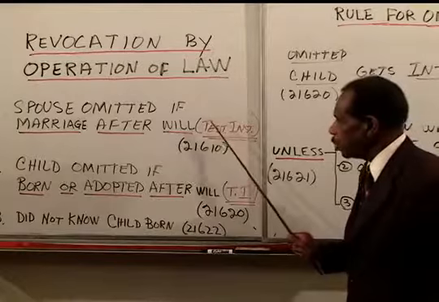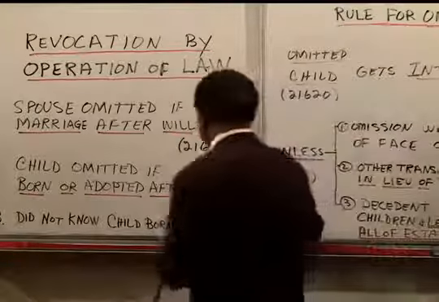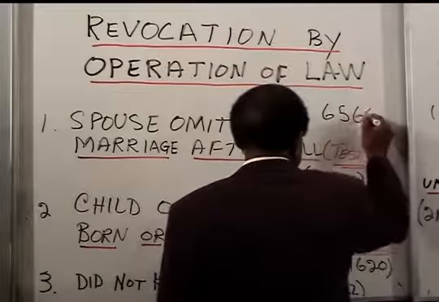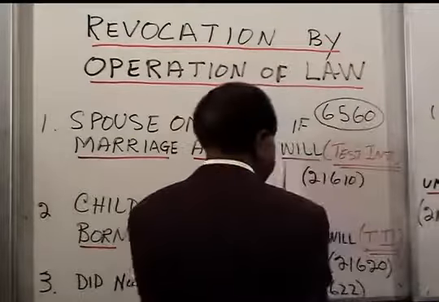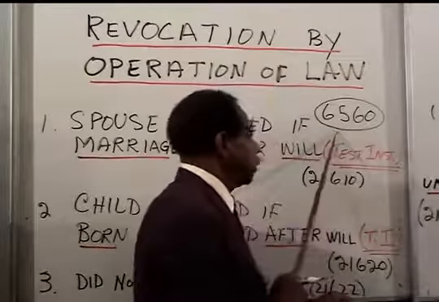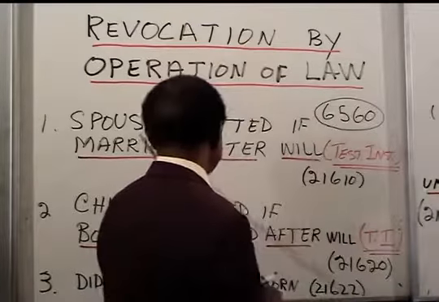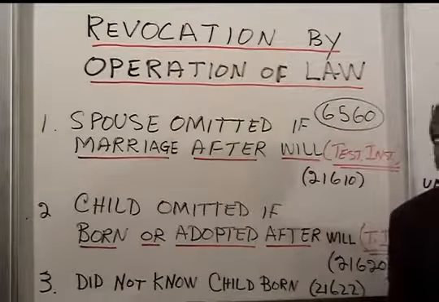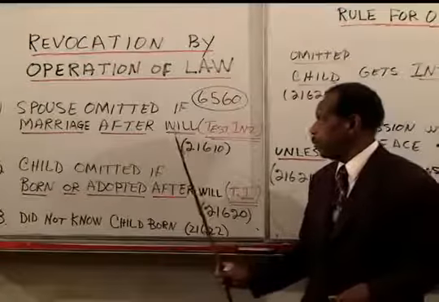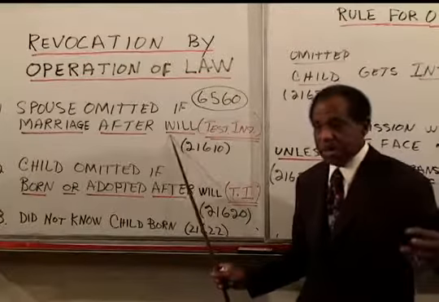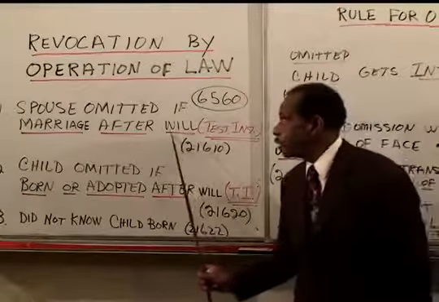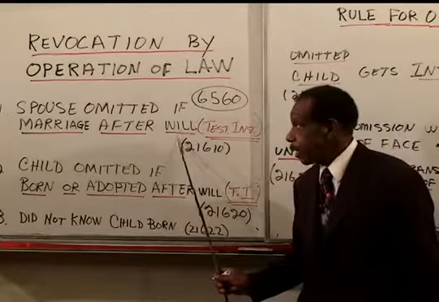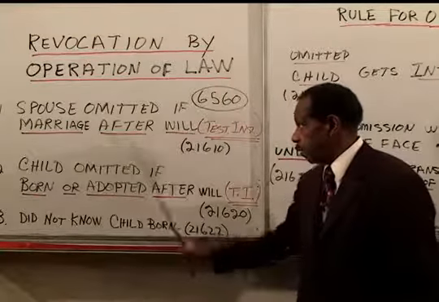Now, the old rule that carried this out was at Section 6560, Probate Code. And what 6560 said was, exactly what we have on the board here, that if the person got married after the will was executed, then it was revoked to the extent necessary to give the surviving spouse their share. But 6560 actually used the word will, that the will is revoked if this happens.